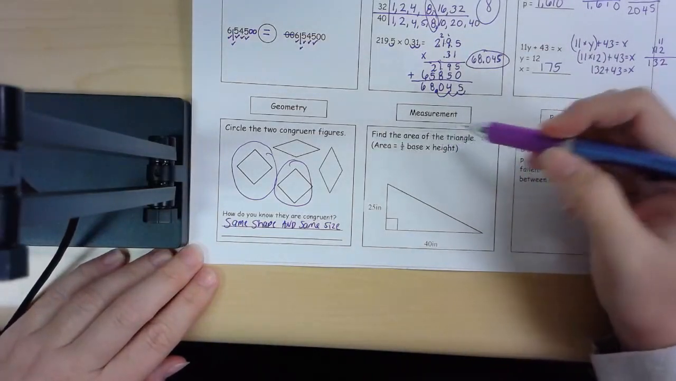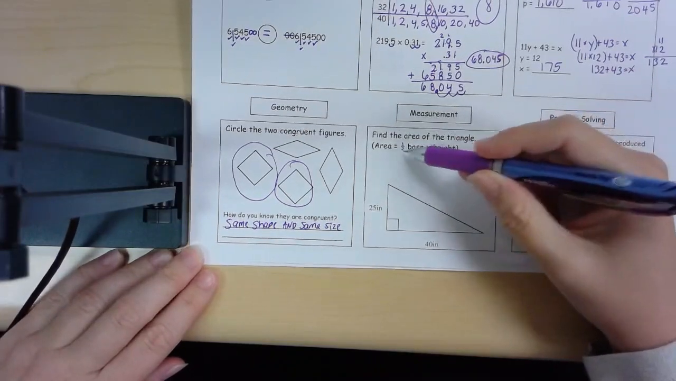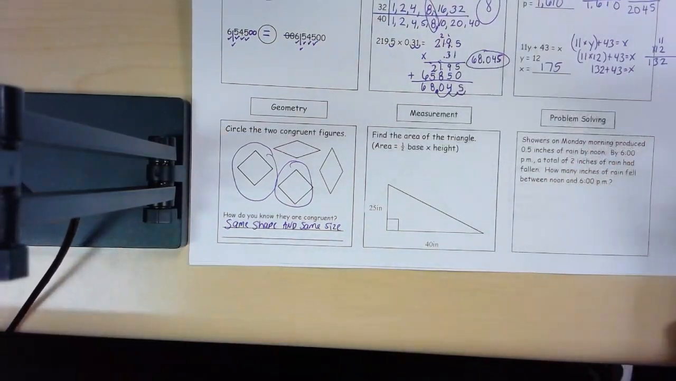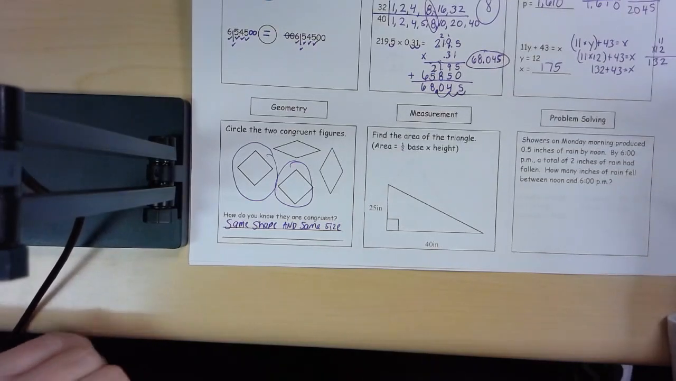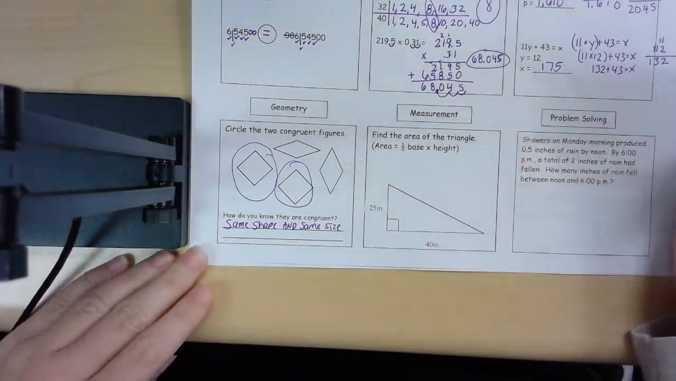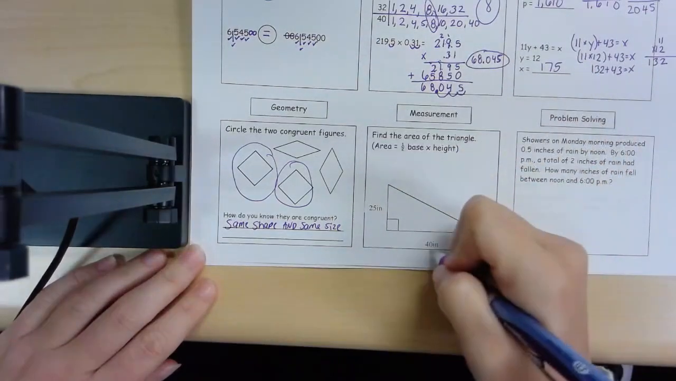Measurement box. Find the area of the triangle. You know how to find the area of the triangle. There's three different ways you can do it. You can take the half when you finish multiplying, or you can take the half of the base, or you can take the half of the height. Okay? I'm going to take half of the base.